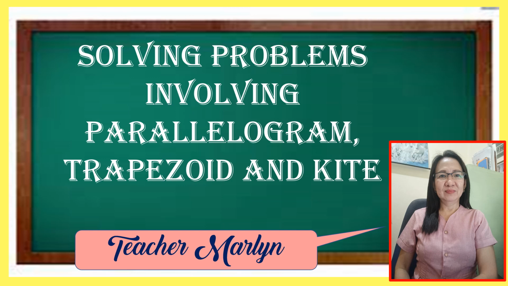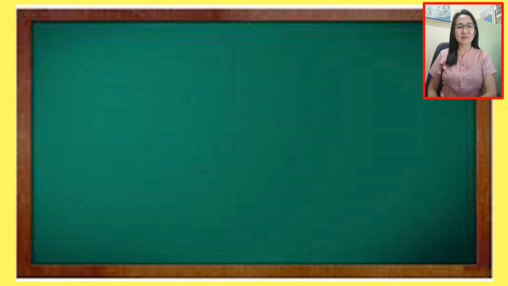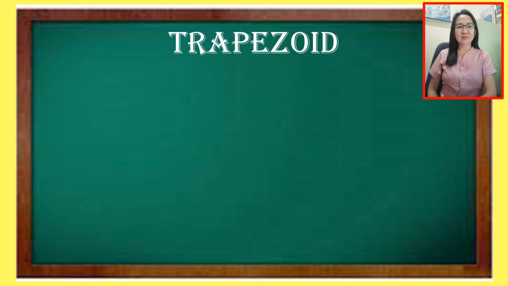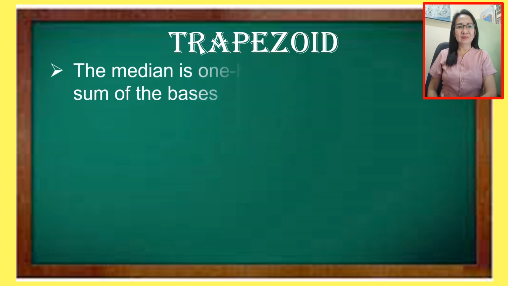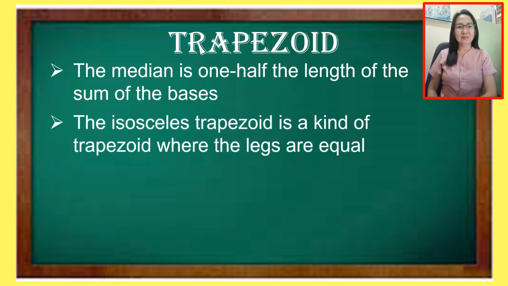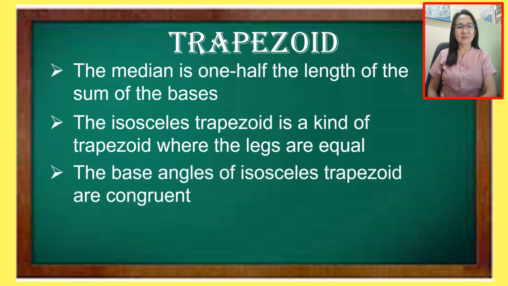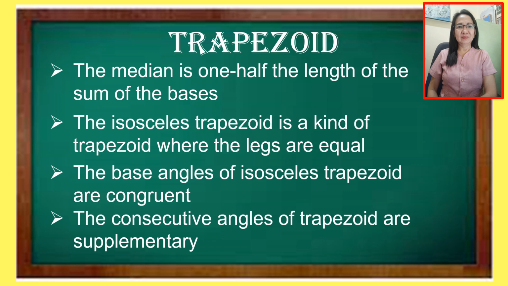Actually, this is the second part of our discussion. Let us start by recalling the different concepts pertaining to the trapezoid. So these ideas will help you in solving problems. First, the median is half the length of the sum of the bases. Then the isosceles trapezoid is a kind of trapezoid where the legs are equal. The base angles of isosceles trapezoid are congruent, and the consecutive angles of trapezoid are supplementary.